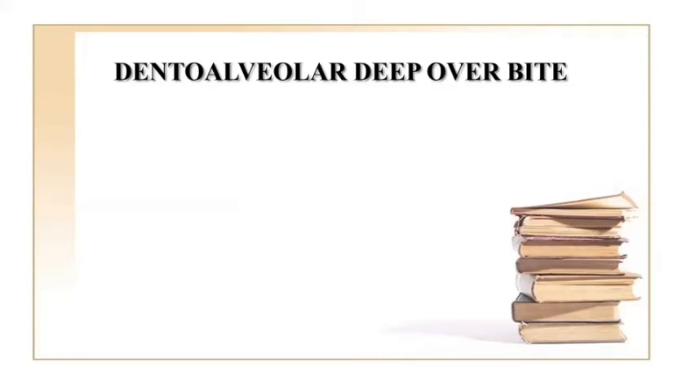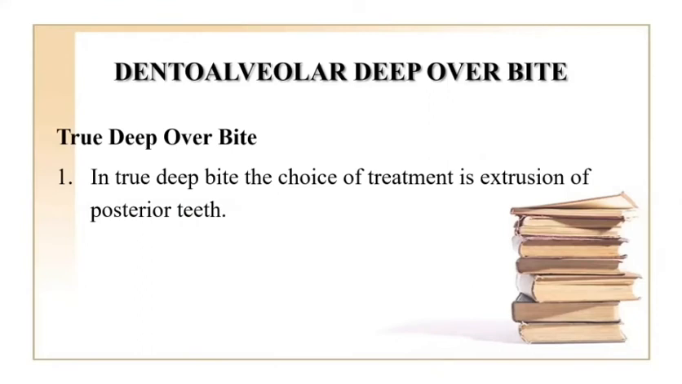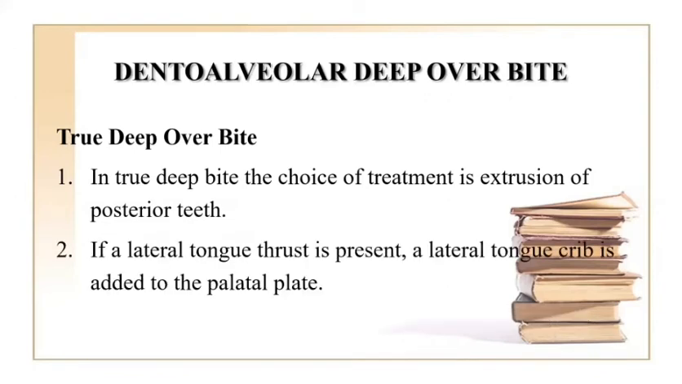Coming to how to manage dentoalveolar deep overbite. In that, if it is a too deep overbite case, the choice of treatment will be extrusion of the posterior teeth. If a lateral tongue thrust is present, you have to remove the etiology by giving a lateral tongue guard, which will be attached to the palatal plate.